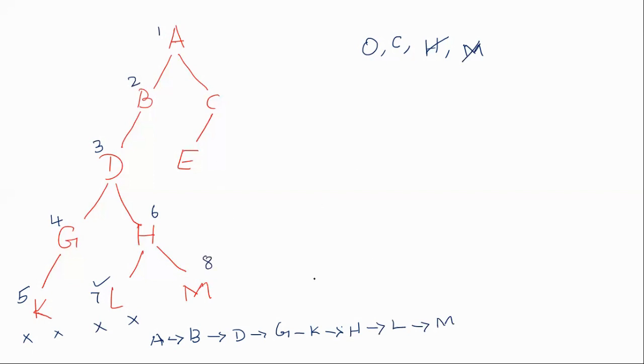After processing M, again it's a terminating node, so it cannot proceed. Again we will pop from the stack. What we pop from the stack is C. But do we have a right child for C? There is no right child for C and nothing to pop up.